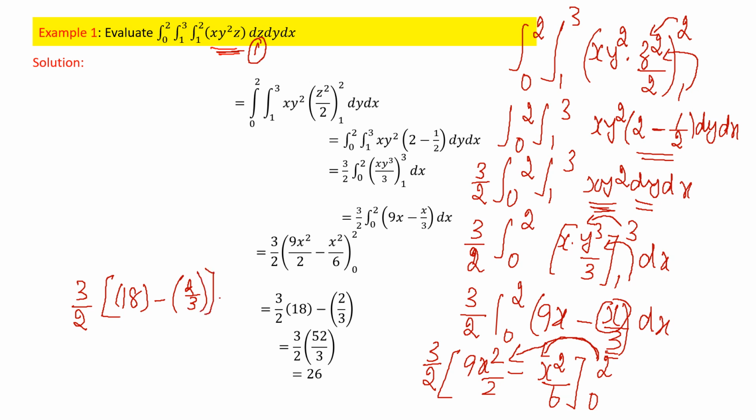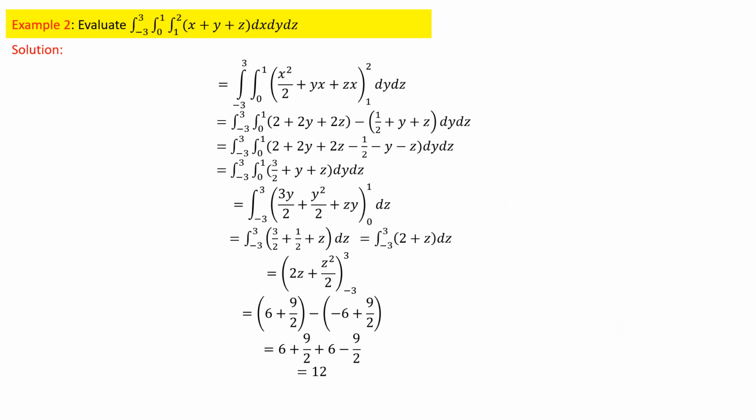Okay, then let me write minus sign, substitute lower limit. Here the lower limit is 0. So when I substitute the lower limit, I will get only 0. By simplifying this, we will get 52 upon 3. So the final answer will be 26.